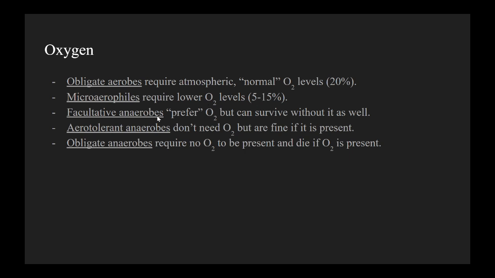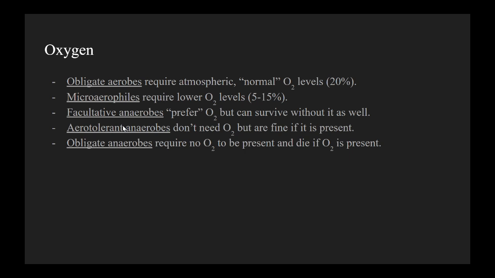Next, you have facultative anaerobes. These are ones that quote-unquote prefer to live in oxygen. So they can produce more ATP in the presence of oxygen because they're doing aerobic respiration, but they can also survive without O2 by either doing fermentation or some type of alternative anaerobic respiration where they don't need oxygen.